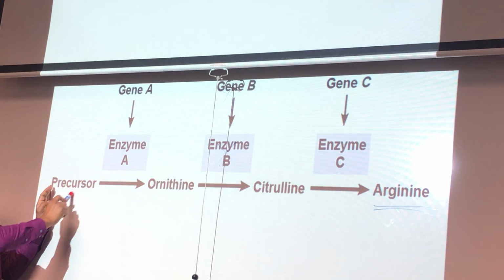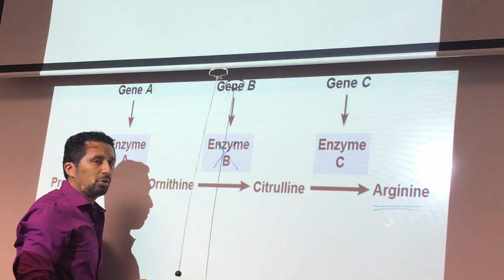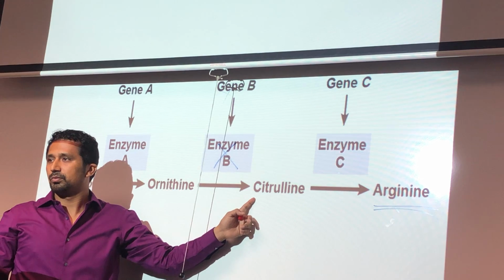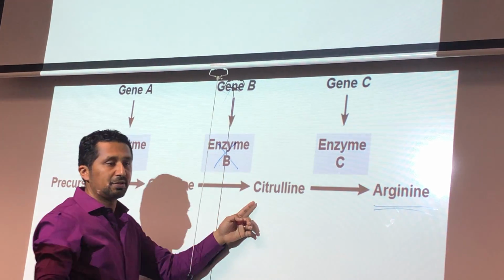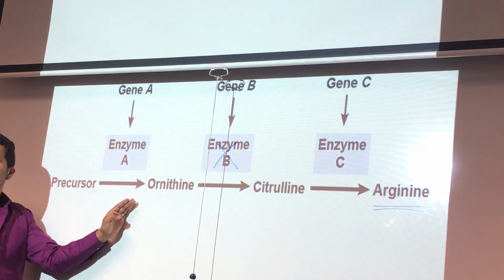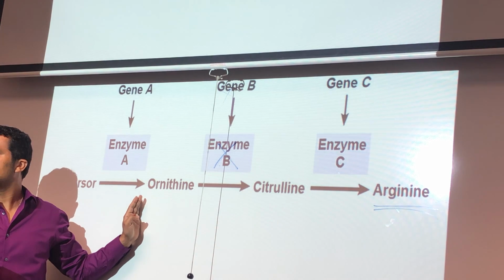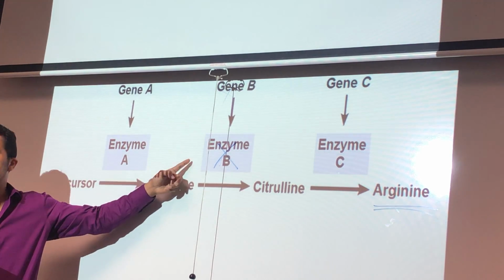Because enzyme C is working, it makes ornithine, but now enzyme B is not working. It cannot make citrulline, right? And therefore, it will not be able to make arginine. Therefore, it dies. If you add this organism to the minimal media and ornithine, still, it will not be able to live. The problem was not enzyme A, the problem is enzyme B.